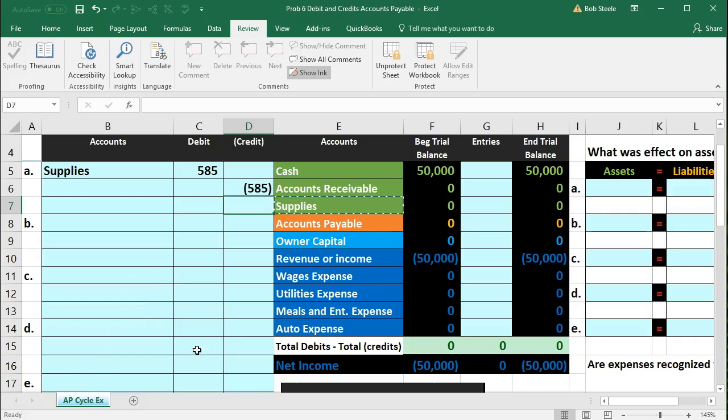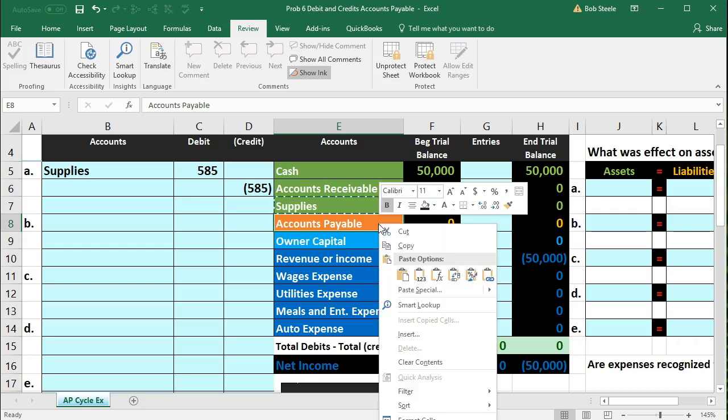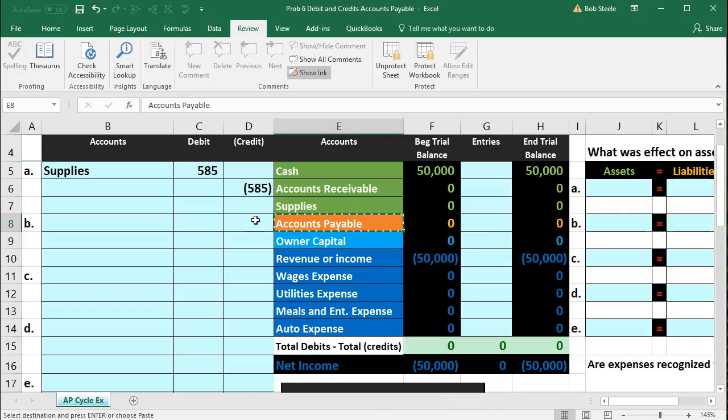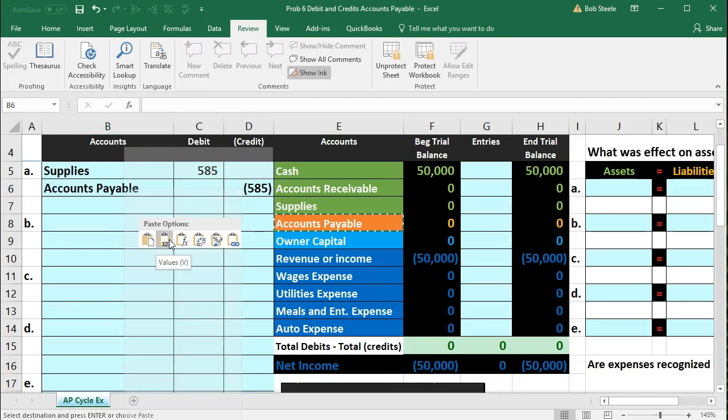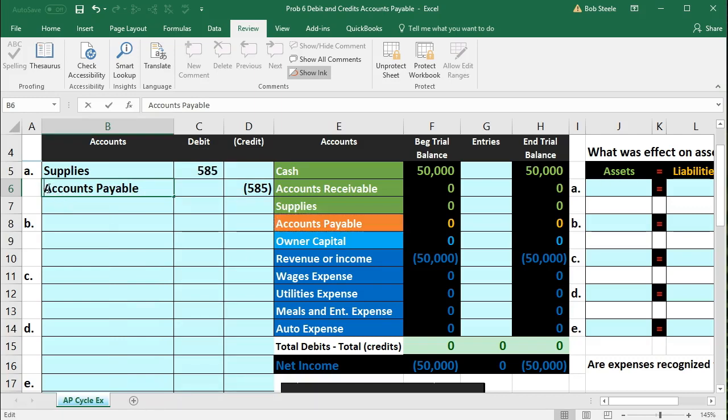Now we just need to know which account will be credited, and of course we will not be crediting cash because we purchased it on account, and therefore we will be crediting the accounts payable. That's our form of payment. You can think of it as acting similar to a credit card in that we're purchasing something and putting it on our account. And so I'm going to copy that in cell E8, put that in B6, right click and paste 1, 2, 3.